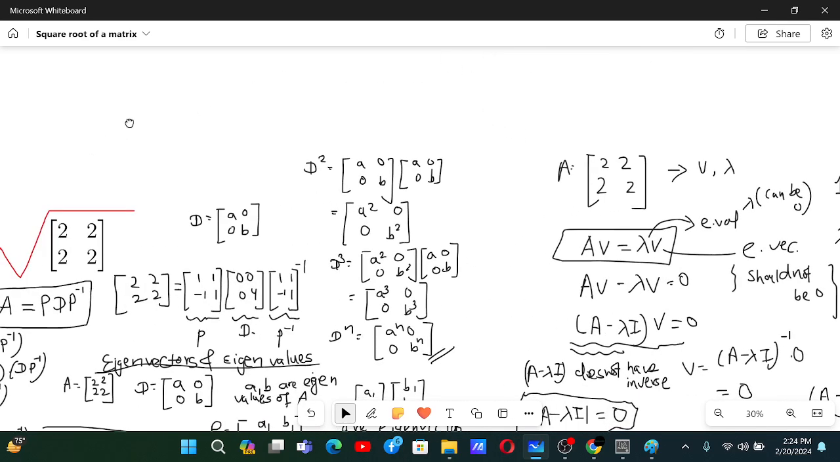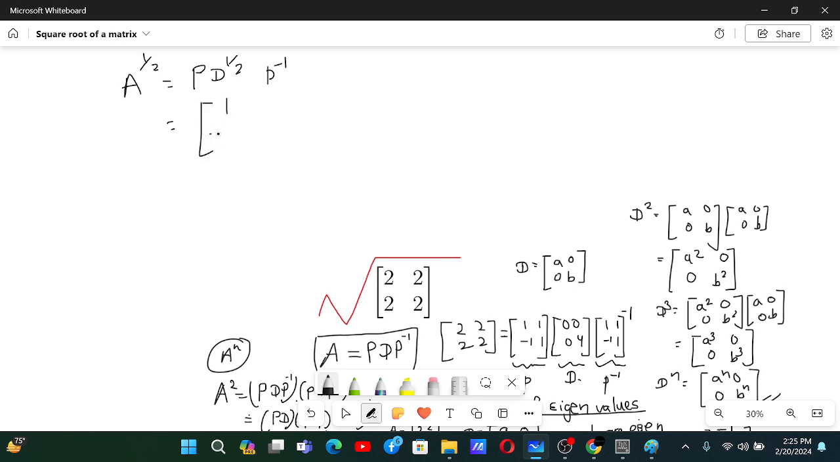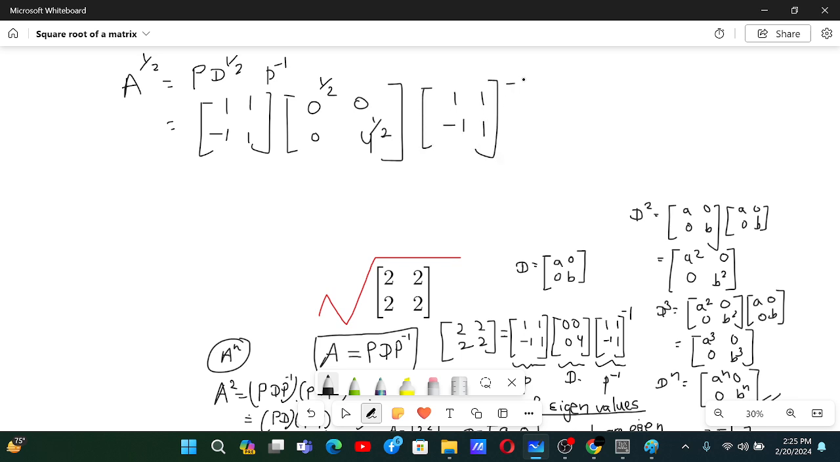Now let's find the square root. We know that the square root of A, A to the power 1/2, is just P D to the power 1/2 times P inverse. Our P is [1, -1; 1, 1], and our D was basically [0, 0; 0, 4]. So we raise the diagonal elements to the power half, and then we have P inverse, [1, -1; 1, 1] inverse.